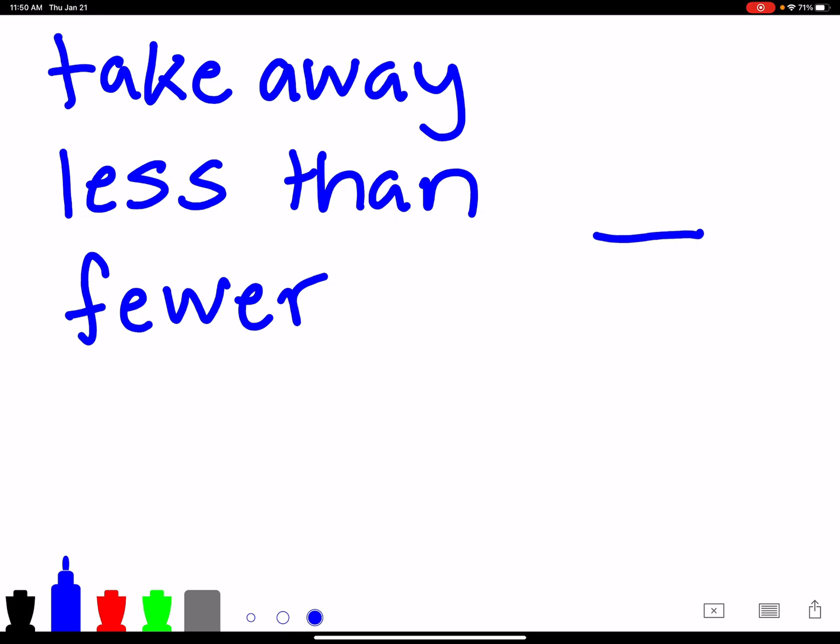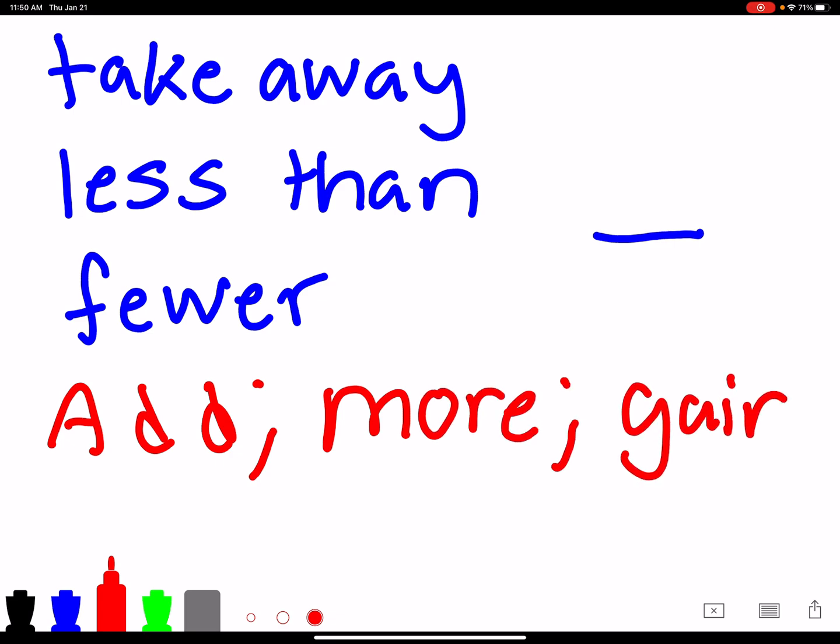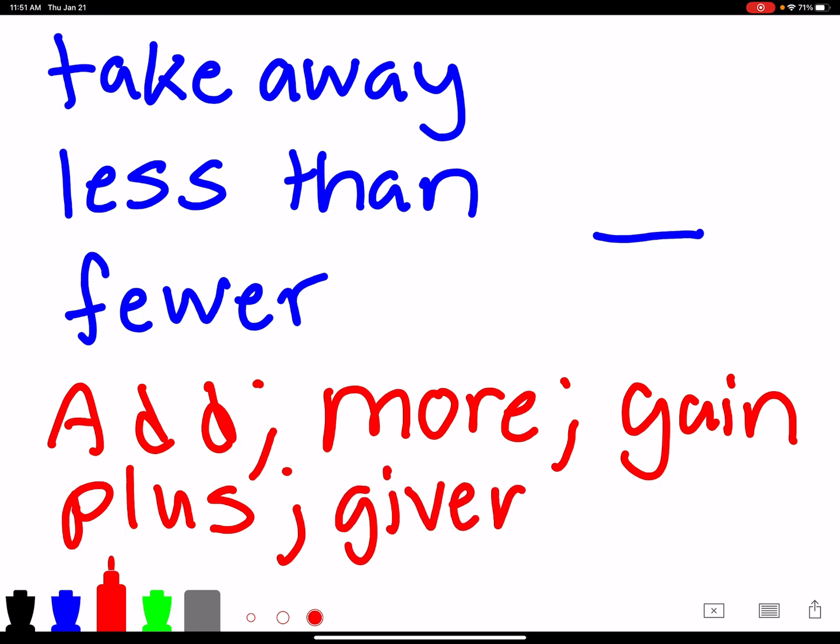But if you see words like add, more, gain, plus, given, most likely you are going to use addition in these problems. So try to look for those key words.